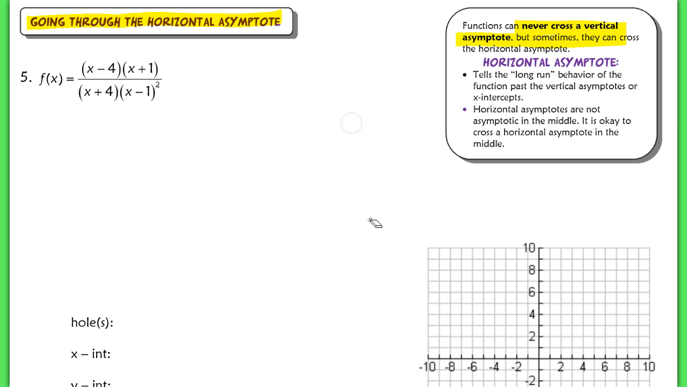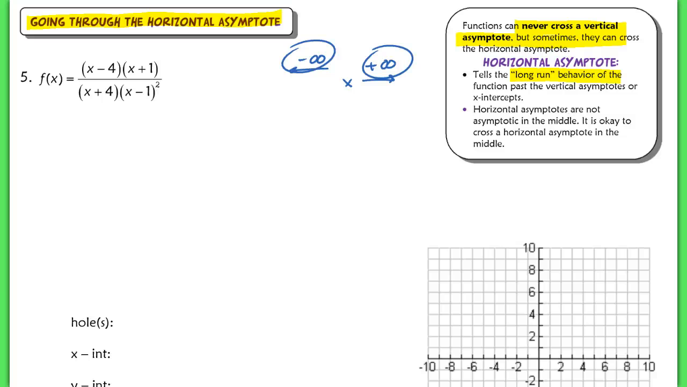But it is okay to cross a horizontal asymptote because a horizontal asymptote only tells you the long-run behavior of your function, meaning it tells you the behavior of your function as x gets really, really big. So as x goes towards positive infinity or as x goes towards negative infinity. Okay, those are your long-run behaviors of your function. So at those particular values, really large values and really small values, your graph will not touch your horizontal asymptote. It gets closer to it, but doesn't actually cross it.